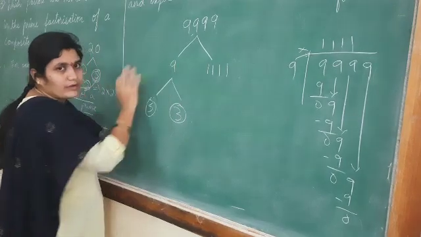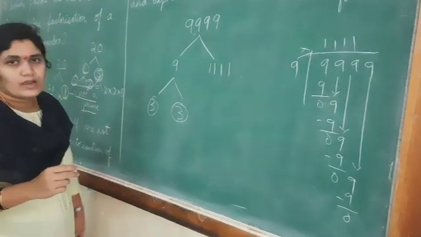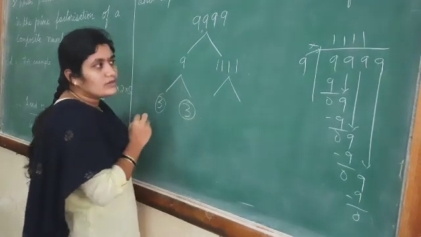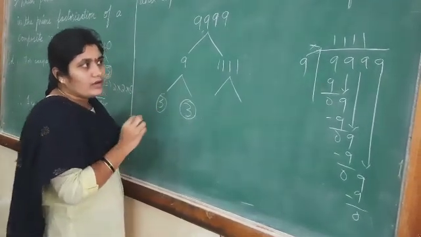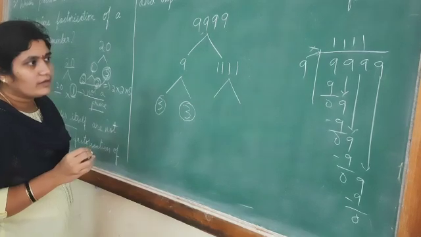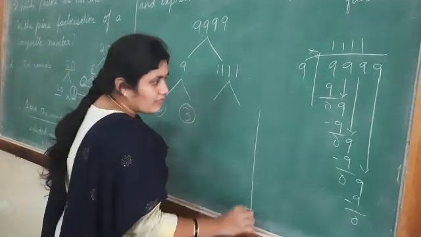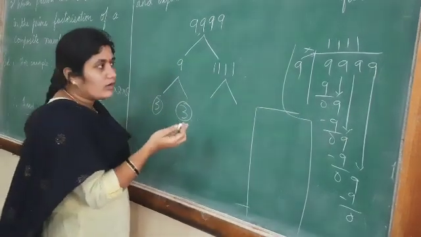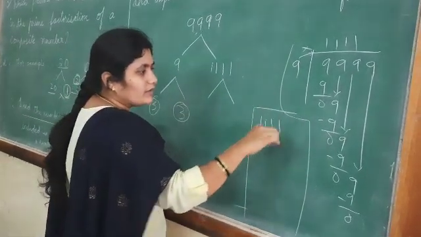Let me stop this side of the tree because 3 into 3 are both prime numbers. Now write 1111. How to divide 1111? Let me write here with 11. We can take only 11 because this is an odd number. We can try it with 11.